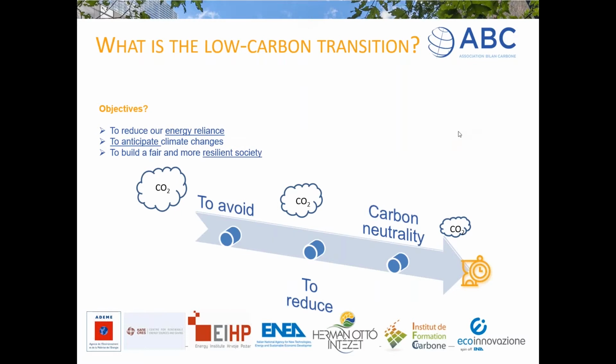What is the low carbon transition? The low carbon transition is the final objective of any climate strategy, leading to a balance between GHG emissions and GHG offsets. And Clim'Foot is the first step in developing a global approach for organizational environmental footprint initiatives. So the first step is to avoid GHG emissions, and after that you can reduce your emissions. And finally, if we can reach carbon neutrality, we will have the balance between the emissions and the offsets. And the global objective is, of course, to build a fair and more resilient society.